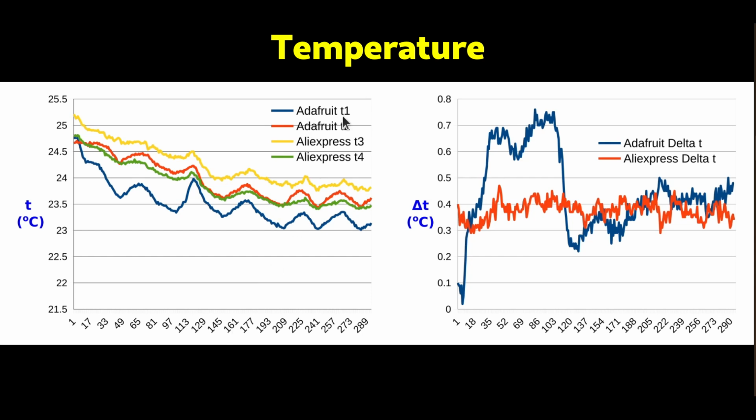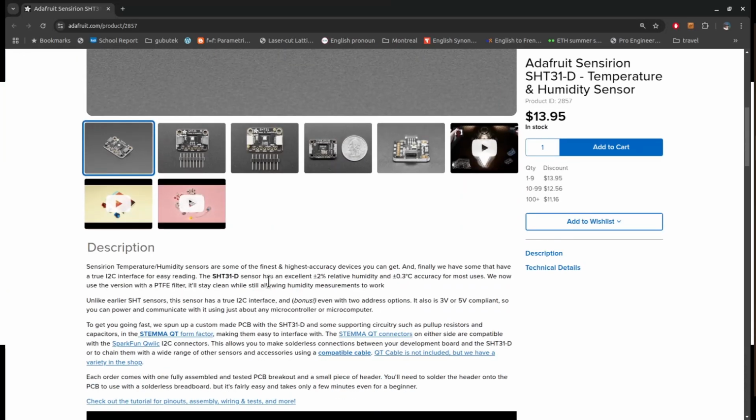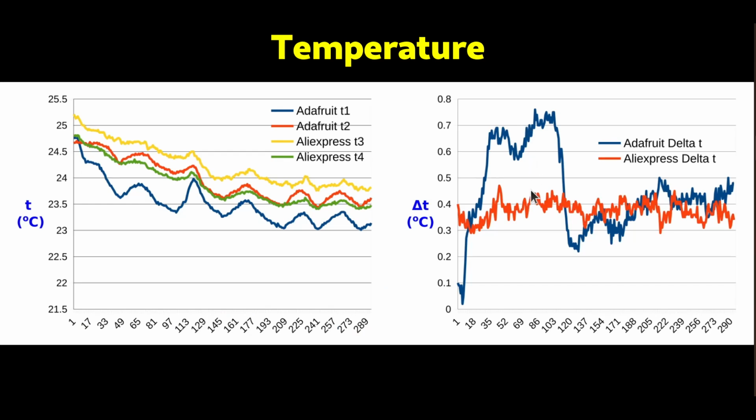The Adafruit, you have T1 and T2, the blue and the red, and AliExpress T3 and T4 is the yellow and the green colors here. I also calculated the variance of them, which is delta T of both Adafruit and AliExpress. As you can see, there is big variation in the Adafruit sensors at the beginning of the test. And the maximum value of delta is about 0.7 degrees, while it is said to be precise to plus or minus 0.3 degrees, which is maximum 0.6 in absolute value. It's a big surprise here.